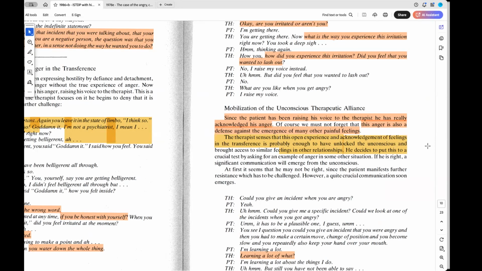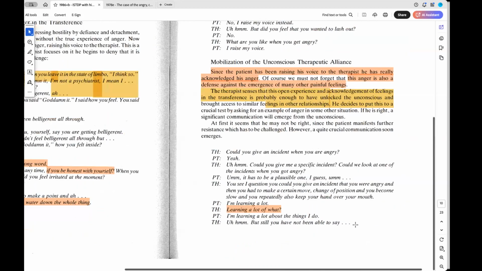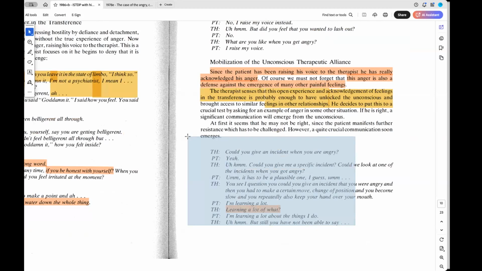Davanloo refers to the patient's raised voice as a sign that, in so many words, the patient has really acknowledged anger towards Davanloo. Notice that instead of trying to press for more of the experience of anger towards Davanloo, he instead opts to test out his hypothesis that the unconscious has been unlocked by asking for instances from the patient's life when he was angry. This part is down here, okay?